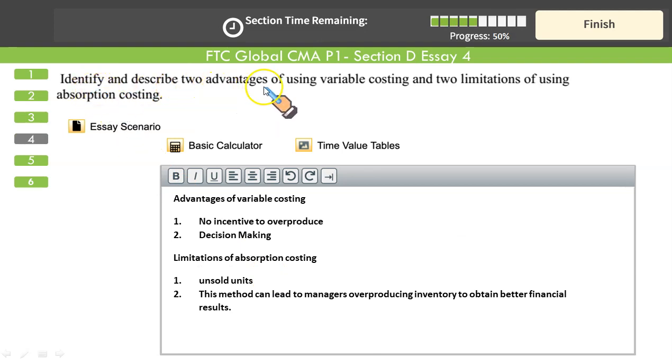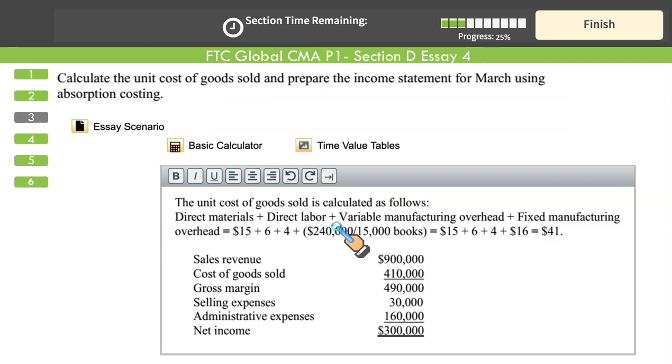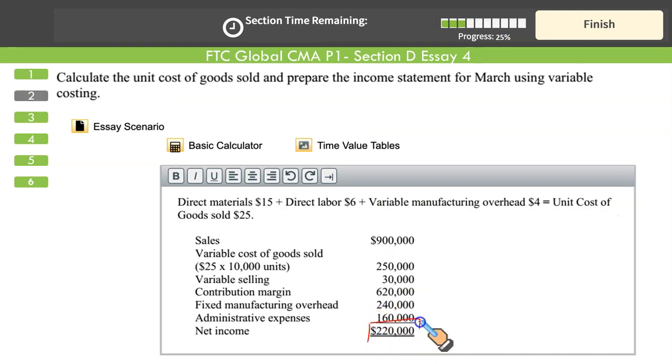Identify and describe two disadvantages of using variable costing and two limitations of using absorption costing. The advantage of variable costing is there is no incentive to overproduce. As you have seen, under absorption costing your profit is $300,000, whereas under variable costing your profit is $220,000. Whenever production is more than sales, the profit under absorption costing would be higher than the profit under variable costing. So there is an incentive to manipulate your profit under absorption costing by producing more. That's what has happened here.